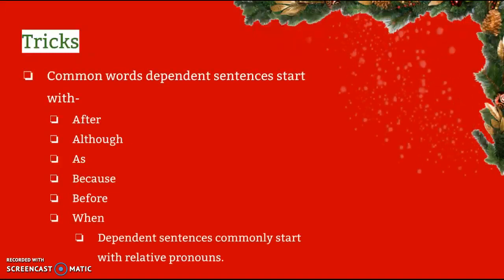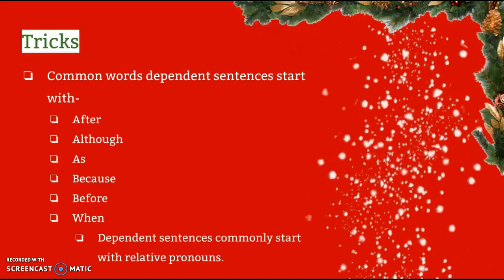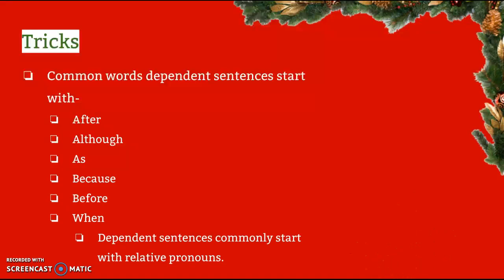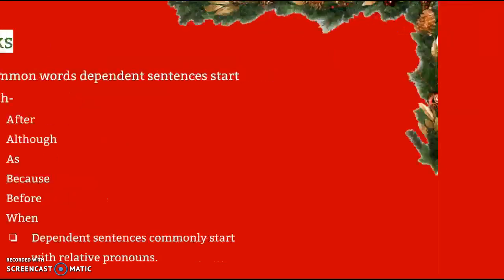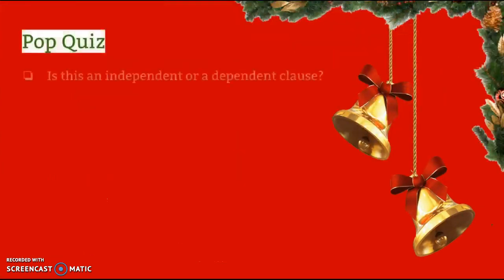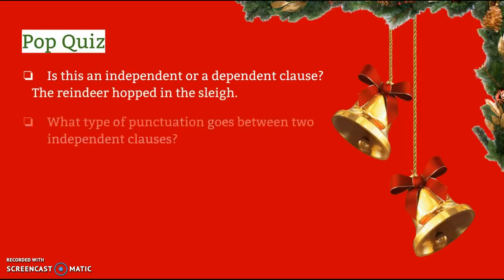So here are a couple tricks. Some common words dependent clauses start with are after, although, as, because, before, when, and dependent clauses commonly start with relative pronouns. To finish off this, we have a pop quiz.